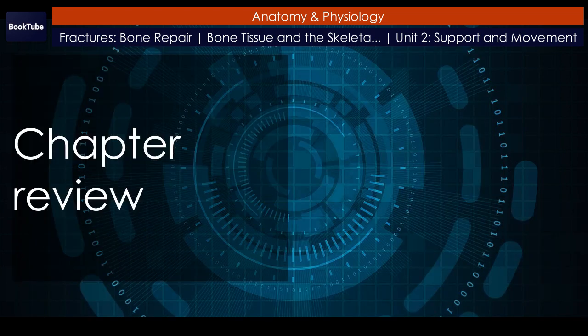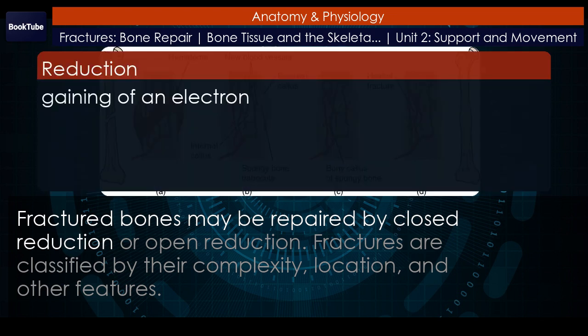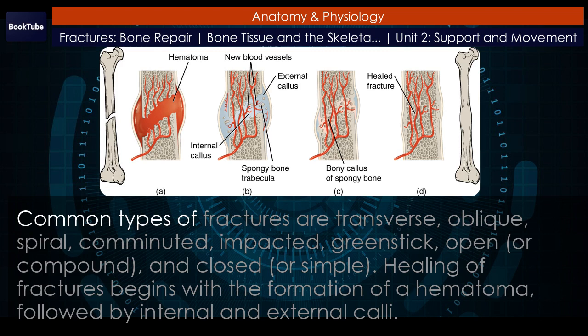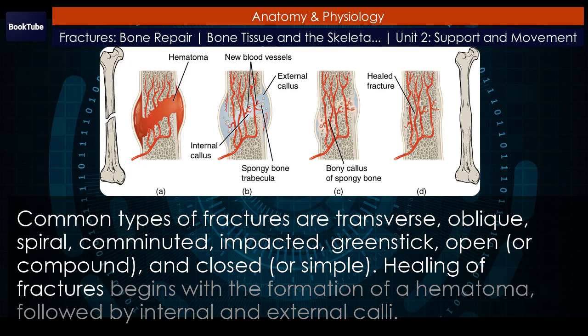Chapter review. Fractured bones may be repaired by closed reduction or open reduction. Fractures are classified by their complexity, location, and other features. Common types of fractures are transverse, oblique, spiral, comminuted, impacted, greenstick, open, or compound, and closed, or simple.